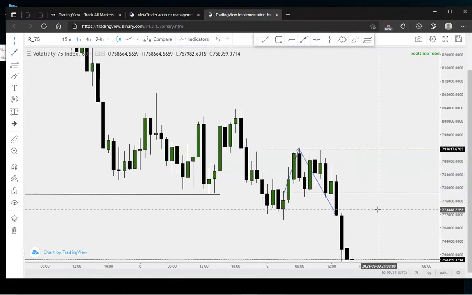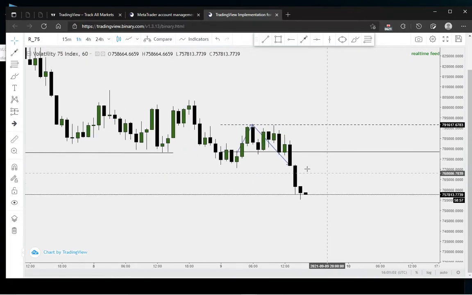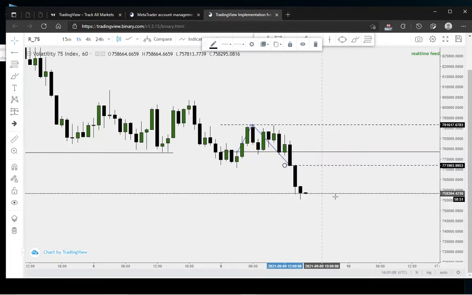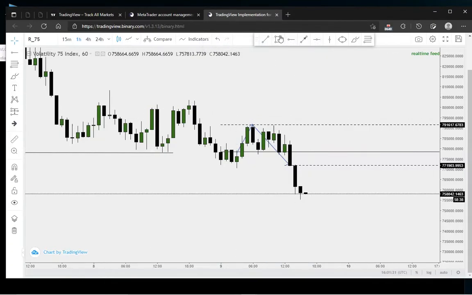So this is where I come to enter the market. After this candle has closed, the candle that broke our previous daily close, that's where we are going to enter the market from. In volatility 75, the smallest amount of pips can make you a fortune. So right now, we'll take our entries from here.